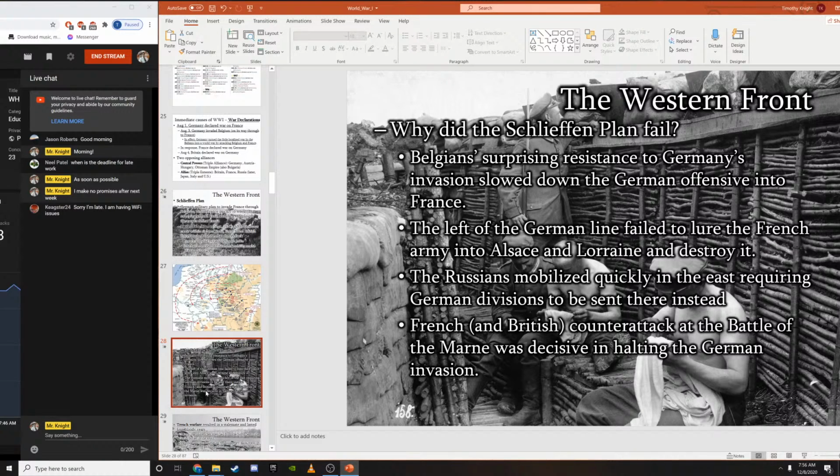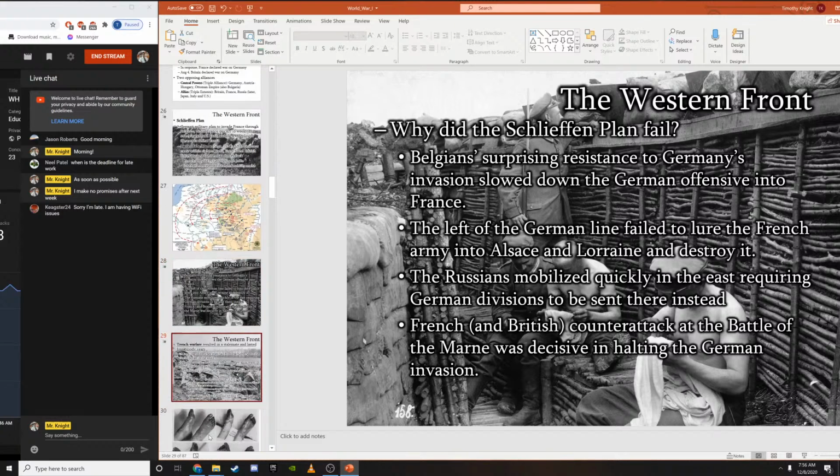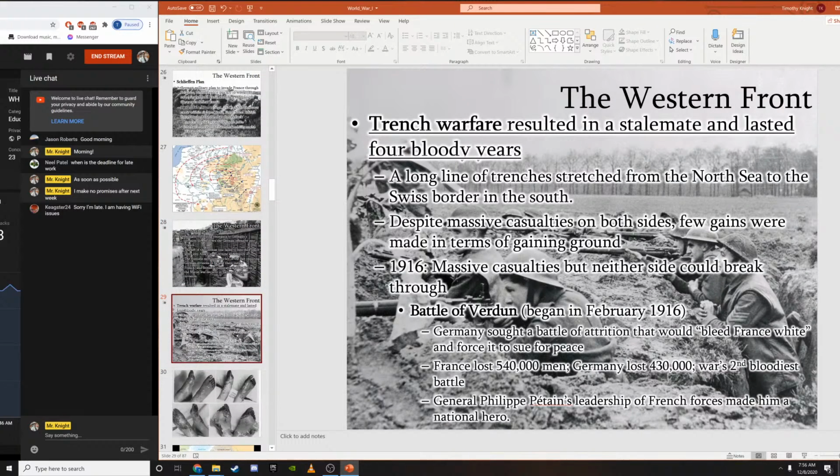The Russians also mobilized much more quickly in the east than the Germans predicted that they would. And so the Germans, earlier on than they expected, had to send divisions to the east in order to defend German territory on the eastern side as the Russians were attacking. The French and the British counterattack at the Battle of the Marne was decisive, and it halted the German invasion and creates this trench warfare. So trench warfare resulted in a stalemate.